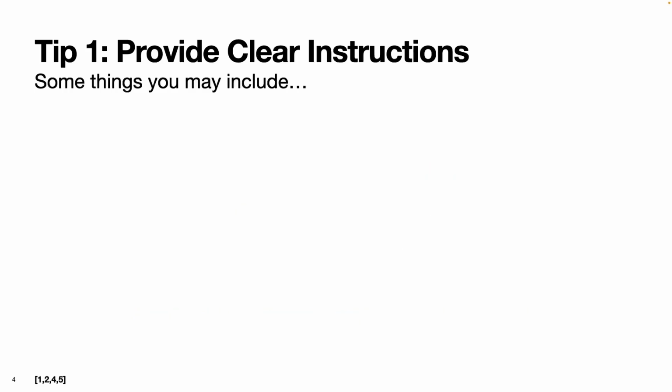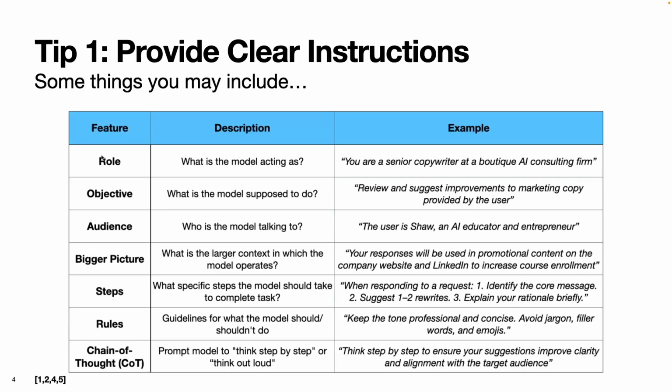Some things you might want to include in your instructions are things like the role that the model is acting as, the model's objective, what are they supposed to do, the audience that the model is talking to, the bigger picture, in other words, the larger context in which the model is operating, the steps to follow for particular tasks, any sort of rules or policies that the model should follow, basically things it should do and things it should not do. Also, this idea of chain of thought. So basically instructing the model to think step by step or to think out loud.